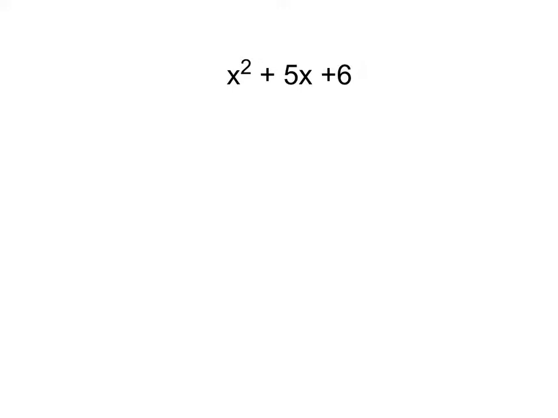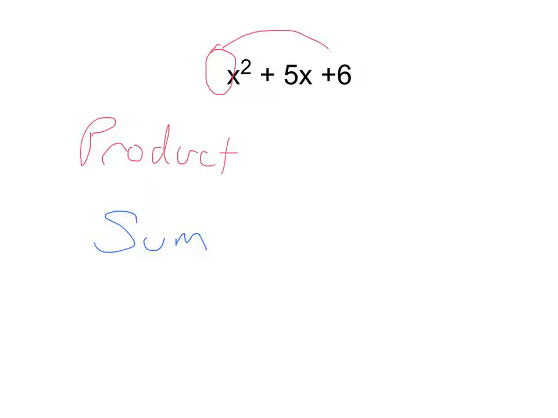What I need to remember when I'm looking at these things is I'm looking for both a product and a sum. The product in this case is going to be the product of the outside terms. So 1 times 6. Remember, there's a 1 in front of the x squared term. So that product is very clearly 6. Then I'm going to be looking for a sum, which is the middle term. In that case, it is 5.